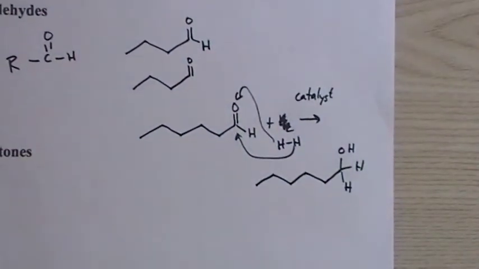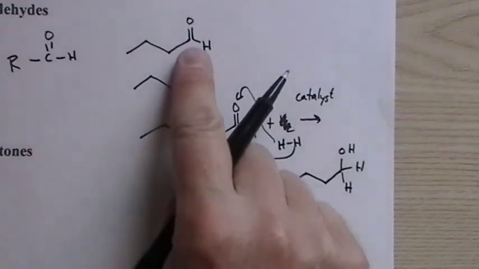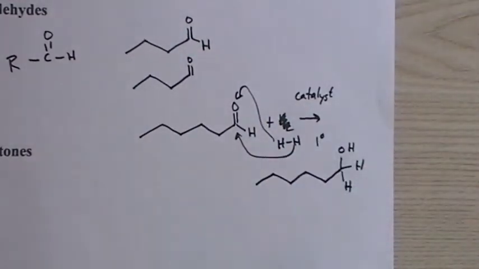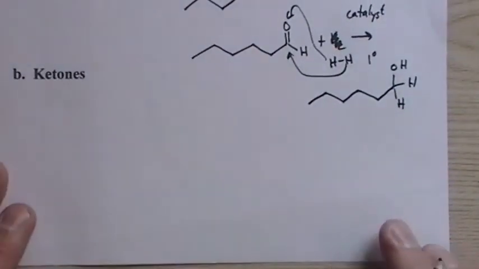So that's when the functional group, the carbonyl group, is on the end, we end up with a primary alcohol, and we're going to talk about that in a second: primary, secondary, and tertiary.